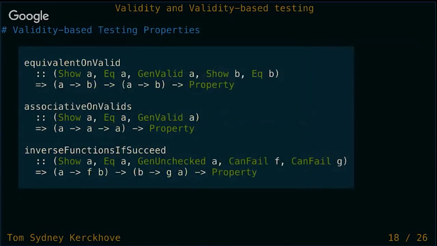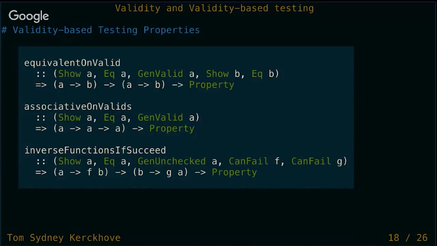But why stop there? You can make your properties not just for anything that fails or for specific things related to validity, but this also solves the problem of what to do if your functions only care about valid values. For example, the first combinator that I've written here at the top is called equivalent on valid, and it checks whether two different functions are equivalent, but it only cares about valid arguments. We don't care about whether these two functions are equivalent when you give them invalid arguments, so only valid arguments are generated and tested against.